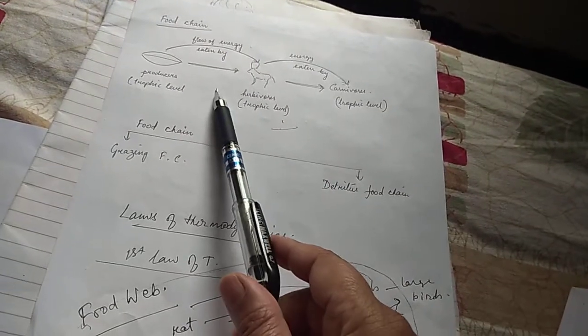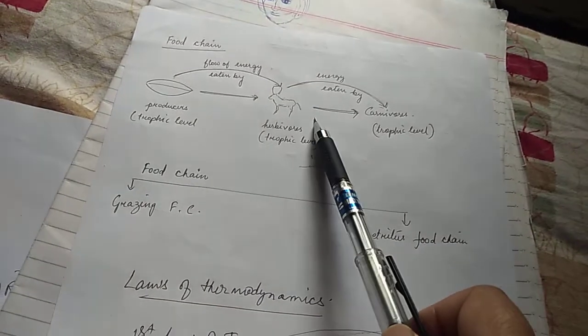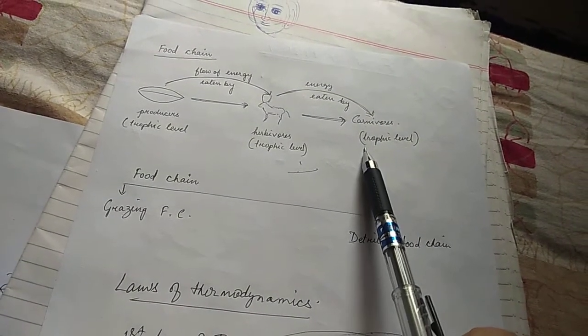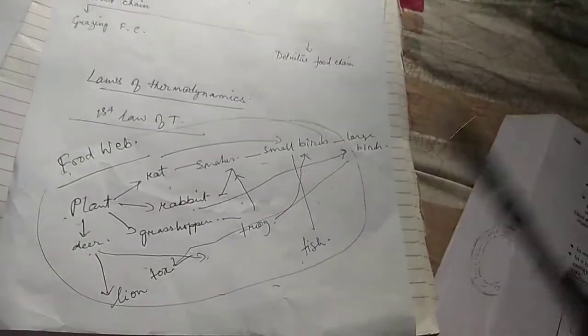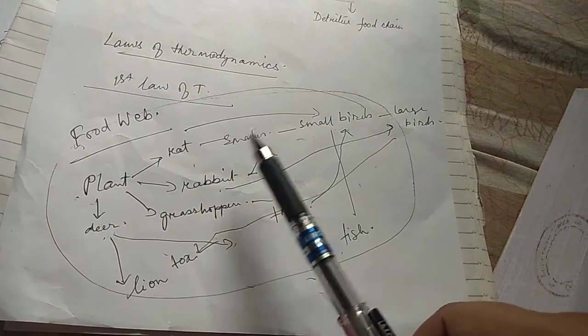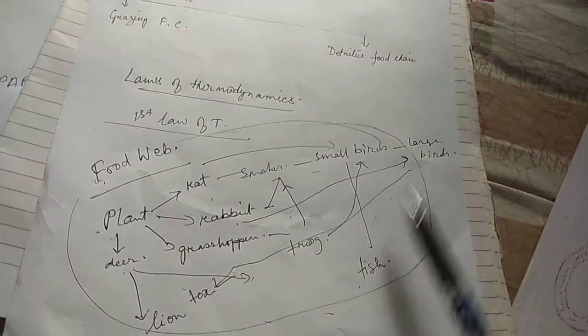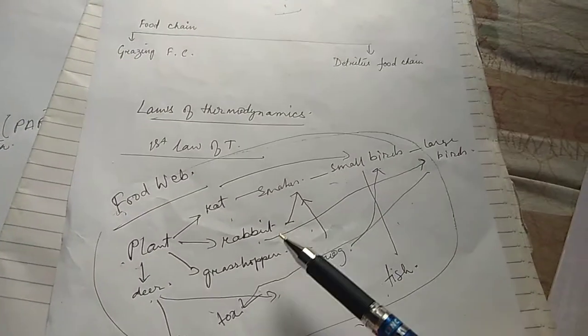In a food chain, the smaller the food chain, the more efficiently it will work. Here, the larger the food web, that is, the more food chains are linked together, the more efficiently it will work.